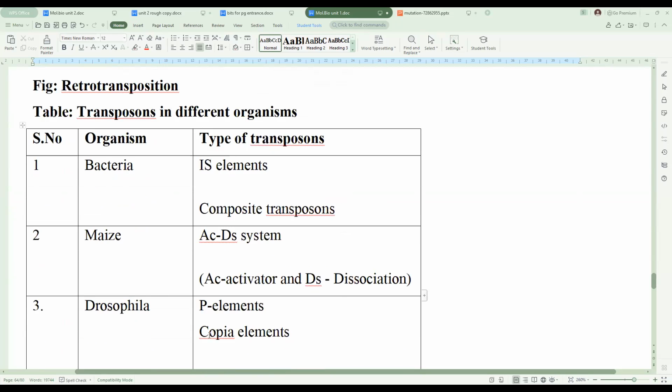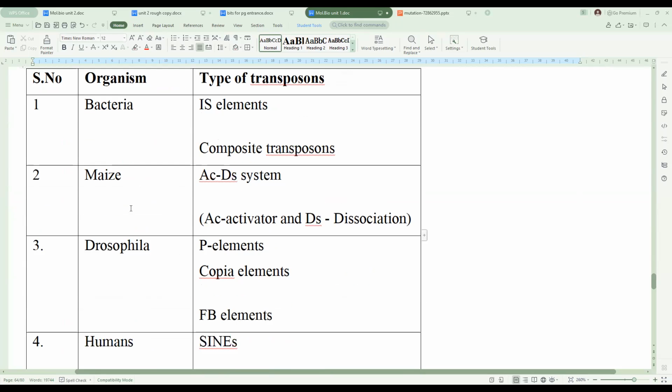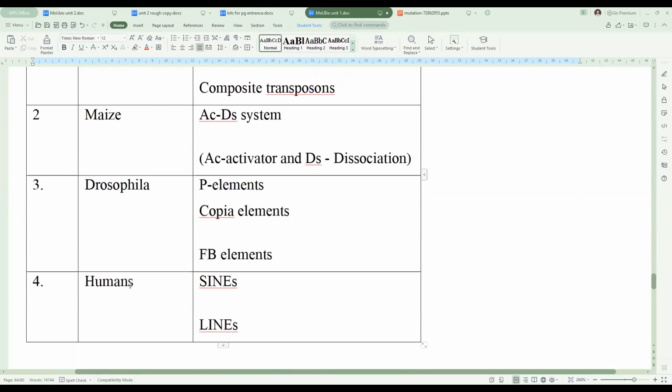Next. These are the transposons in different organisms. In bacteria, we can see insertion sequences and composite transposons. In maize, they are called AC/DS systems. AC means activator, DS means dissociation. In Drosophila, we can see P elements, copia elements, FB elements. In humans, we call them SINEs and LINEs. These are different terms you have to remember. You can get multiple choice questions based on this.